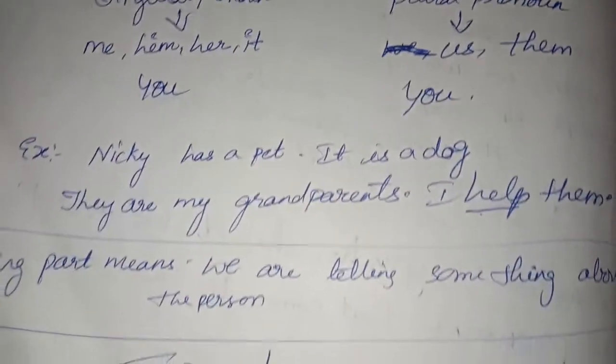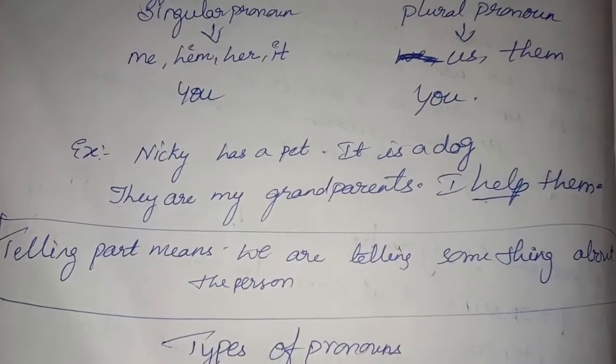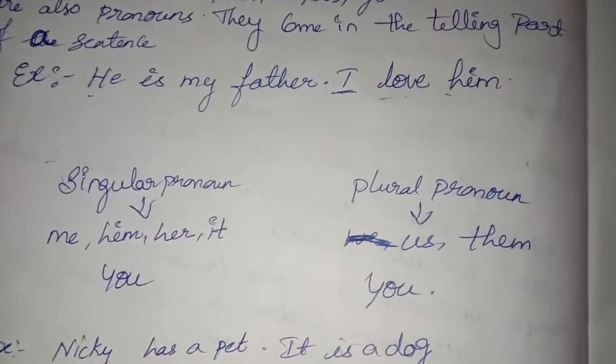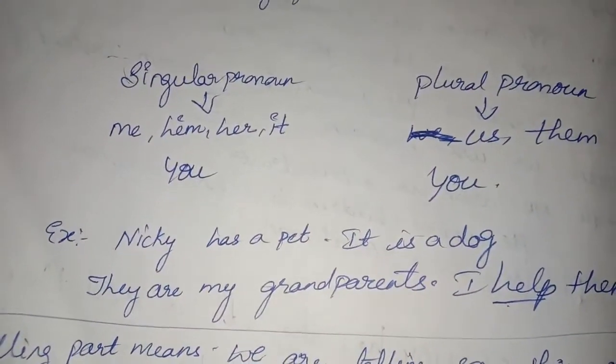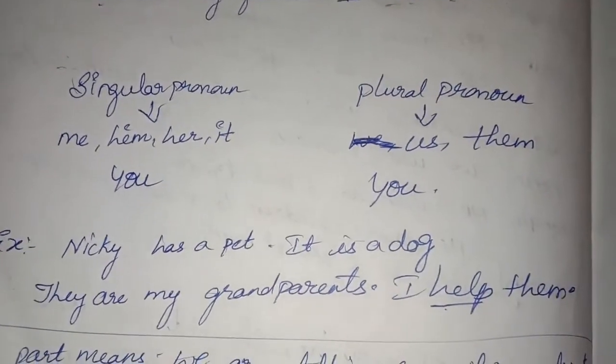Here, telling part means what, children? We are telling something about the person. Understood? Singular pronouns and plural pronouns. We will see some examples here. Nikki has a pet. It is a dog. They are my grandparents. I help them.